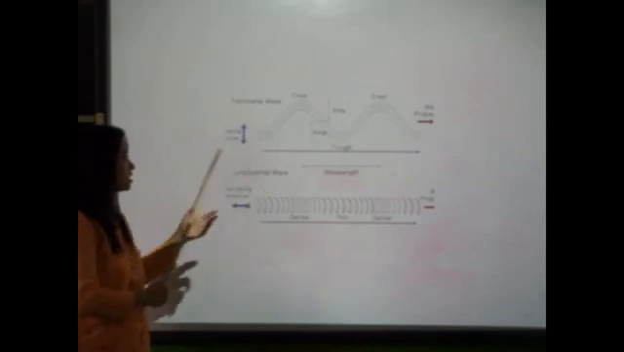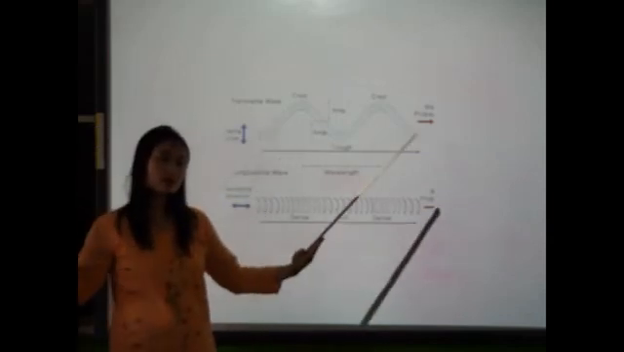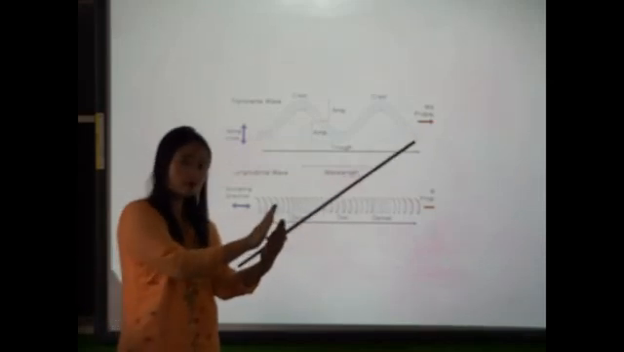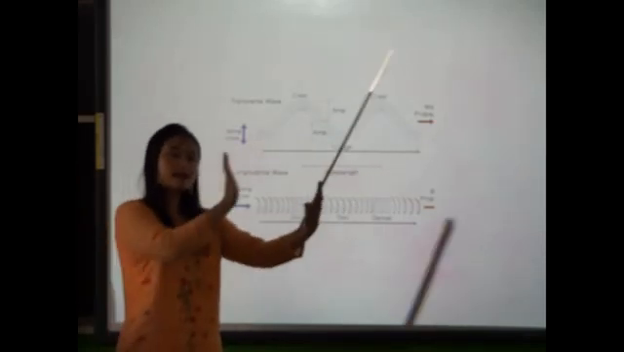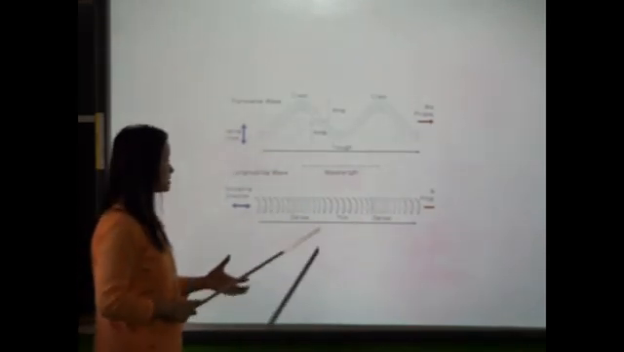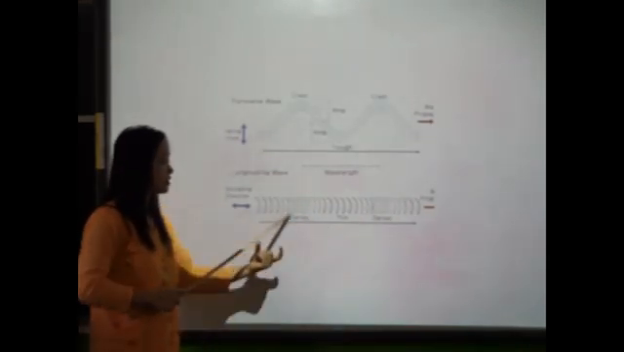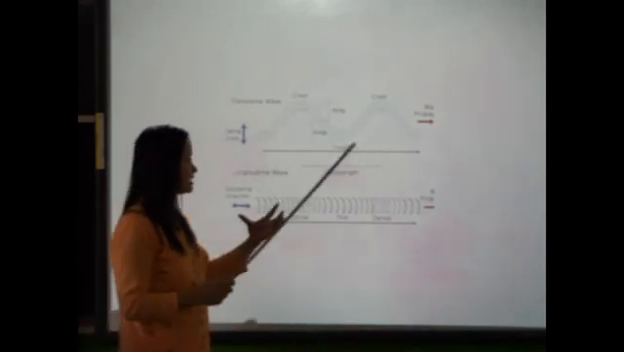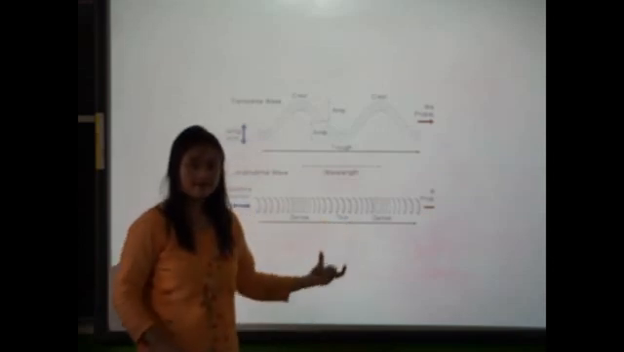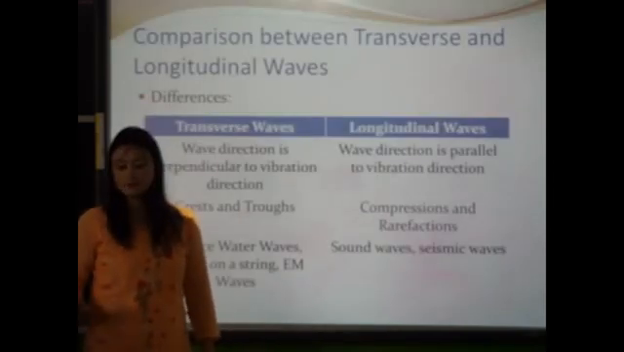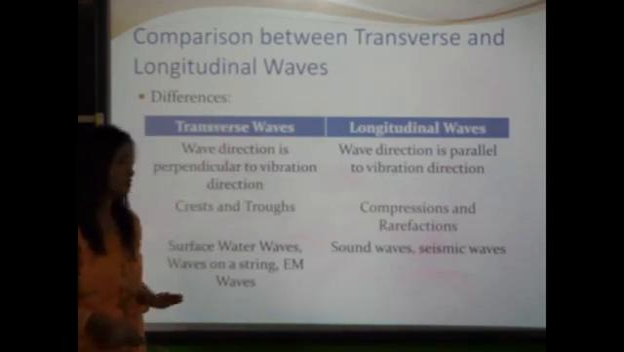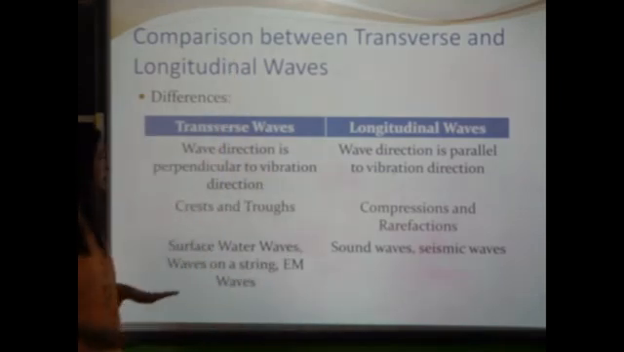Okay, whereas longitudinal wave, it's like a spring. When you push it from one end, they come closer, again they come back. The next particles, they come closer, again they come back to their normal position. So when they come closer, we call it compression. And when they come back to their normal position, it's called rarefaction. And the difference between transverse and longitudinal wave, we have completed till here in the last class.